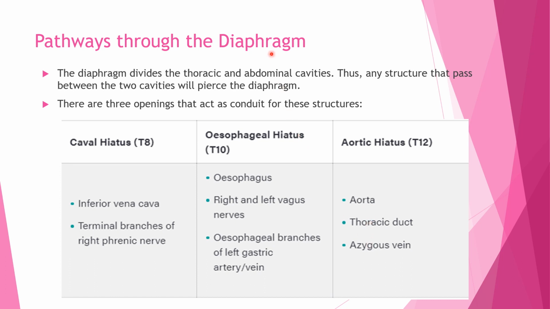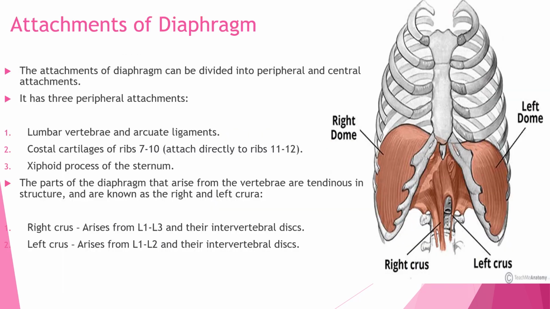There are three pathways in the diaphragm through which different structures pass from the thoracic cavity to the abdominal cavity. The three pathways are the caval hiatus, esophageal hiatus and aortic hiatus.